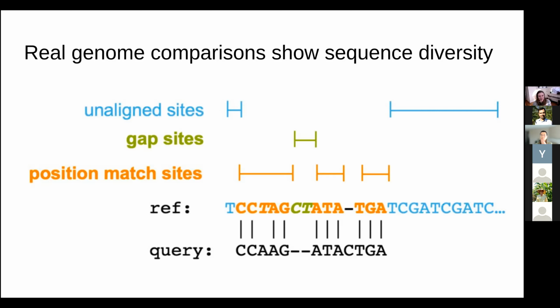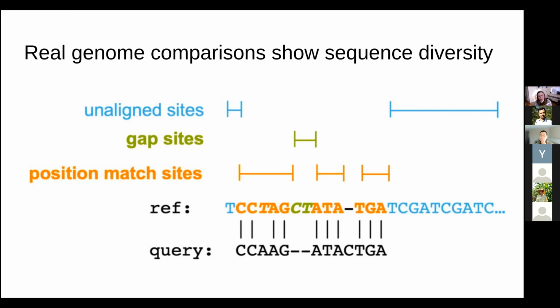From the perspective of the reference, we're not cataloging this, but Baoxing has developed approaches that allow us to flip what we're considering as the reference and what we're considering as the query without having to do all of the computationally intensive alignment steps again. Everything I'm talking about here is very focused on the reference. Okay, so now we have position match sites and gap sites.